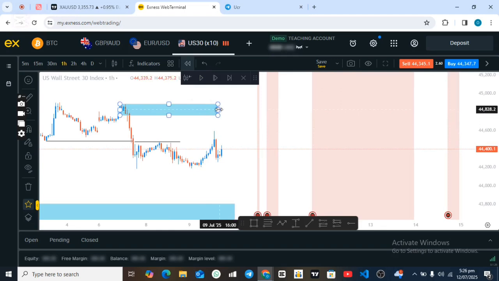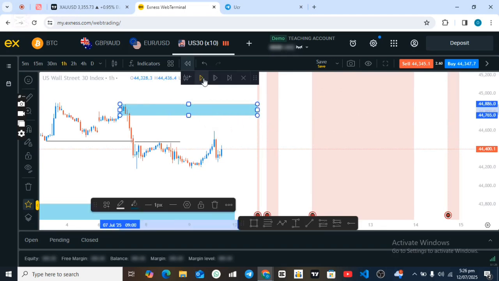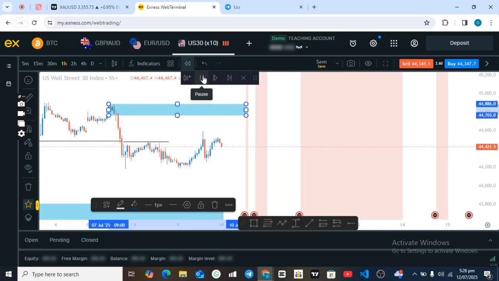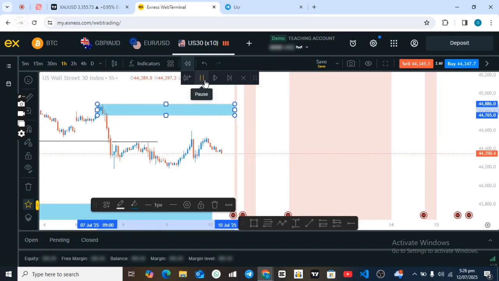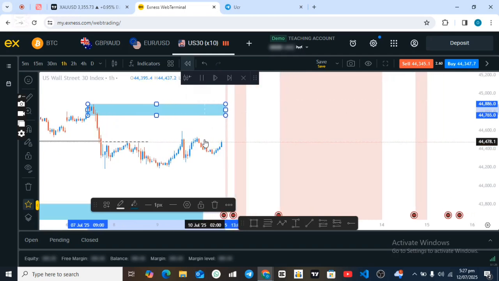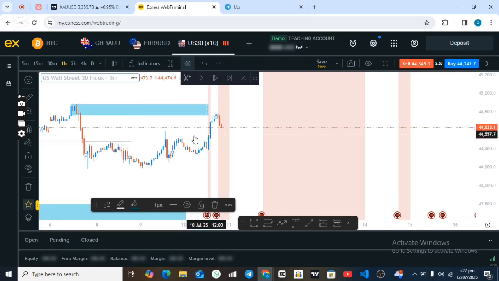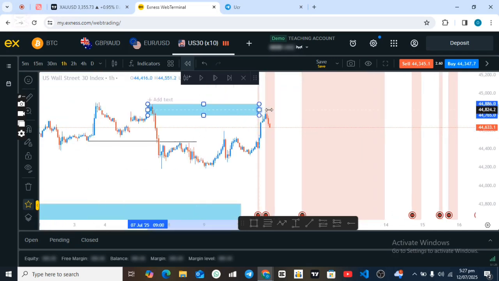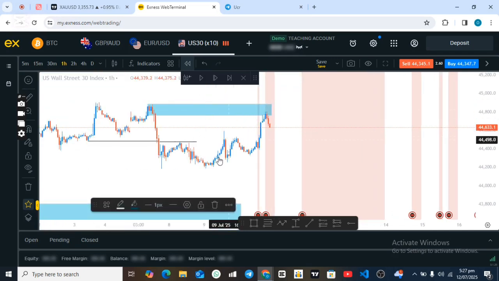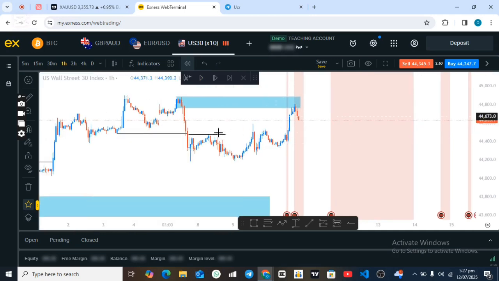I'm still not interested. I'm still waiting for this zone, so you can see what happened. We see whether price came back to tap into that zone after some time. So this was when price came back and tapped into that zone. You can see price has already cleared all this liquidity.